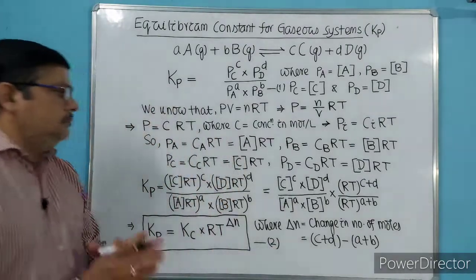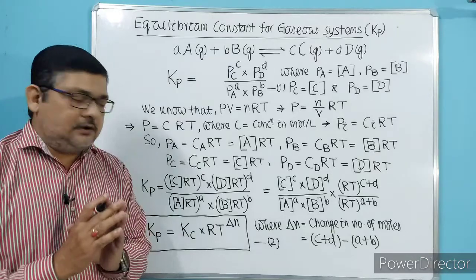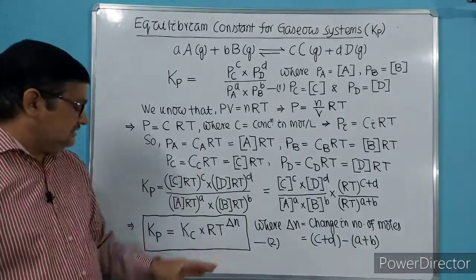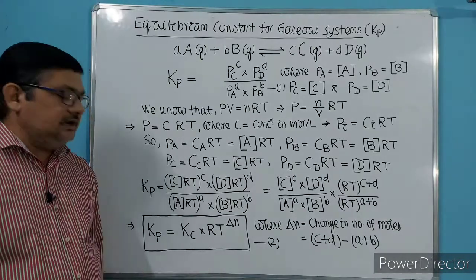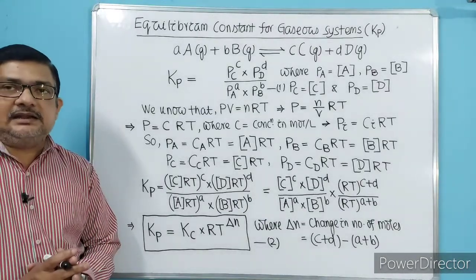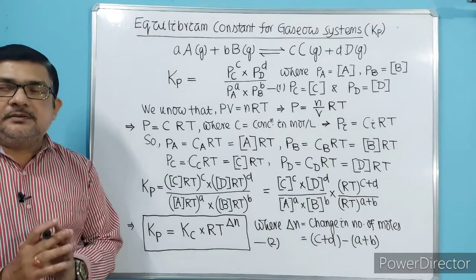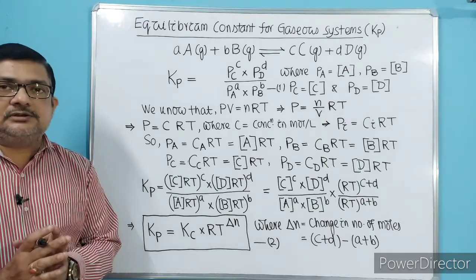Okay, so mostly it is asked for derivation as a long question: derive the relationship between Kp and Kc. You have to remember Kp is equal to Kc into RT to the power del N. Okay, so next I'll give you some assignment. Then we'll close class for today.